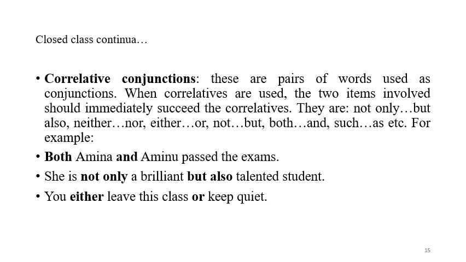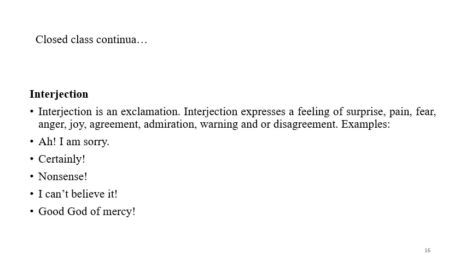Correlative conjunctions are conjunctions that are in pairs or twos. For example, not only but also, both and, such as, either or, neither nor. Both Amina and Aminu passed the exams. He's not only my friend but also my brother. You either come here or you leave. So all these are correlative conjunctions.